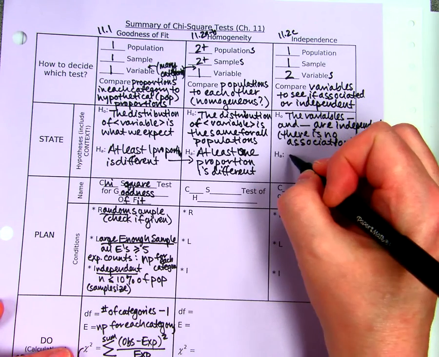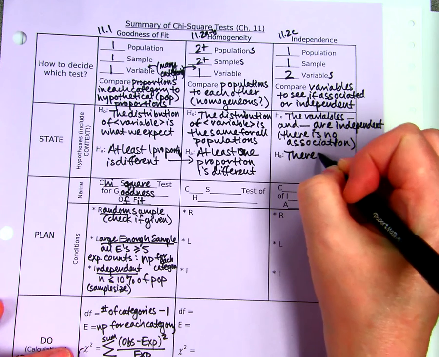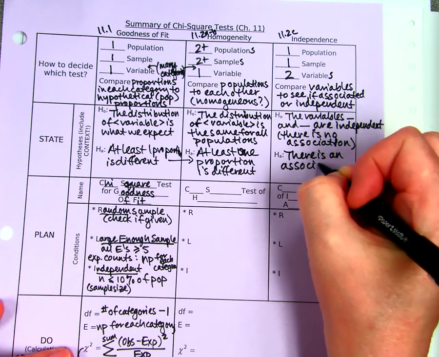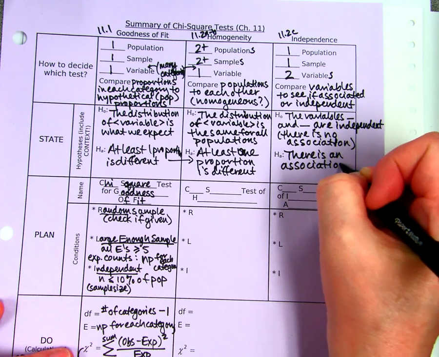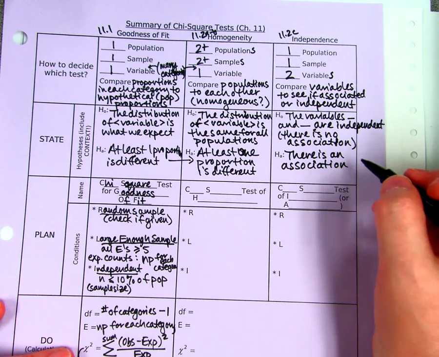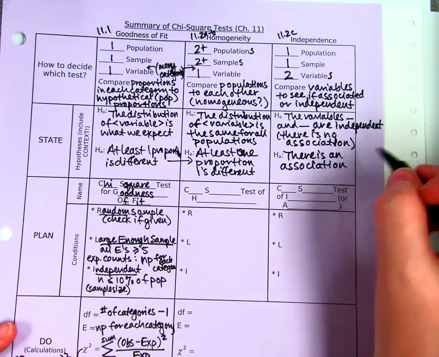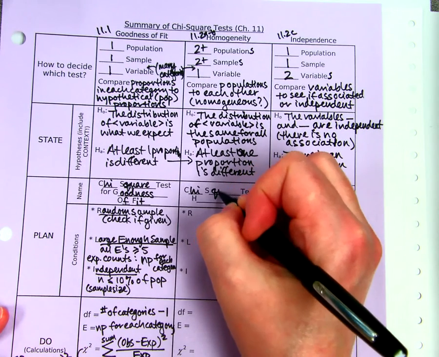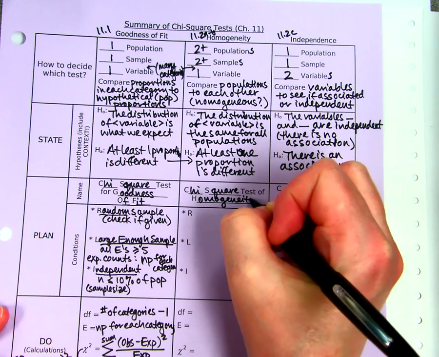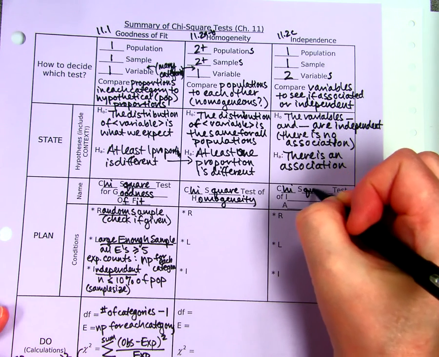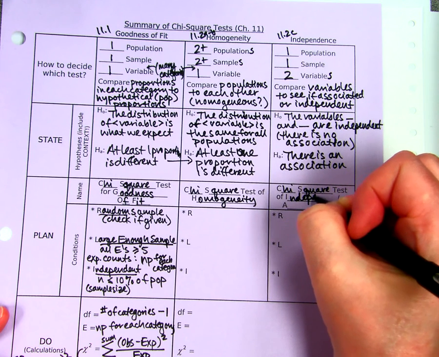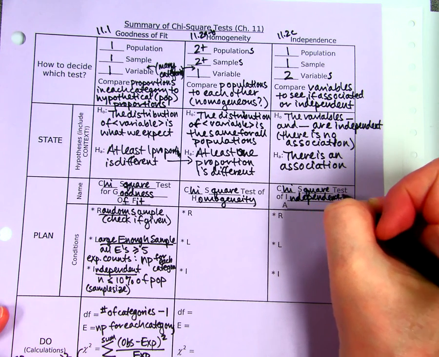The alternate is that there is an association between those variables. Or you could say they're associated. Do not use the word dependent. Do not use the word correlation because that's for quantitative only. So association is the correct word for that. And then, of course, these are both chi-square tests. This one's for homogeneity. And this is the chi-square test of independence, or sometimes it's called association. They're both correct names.